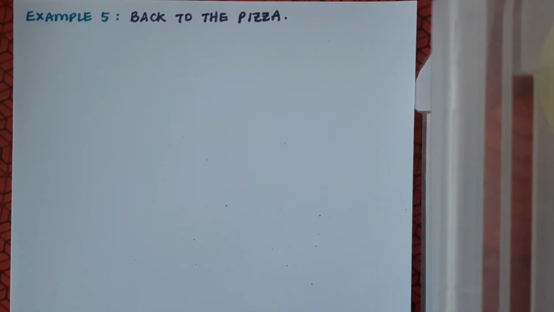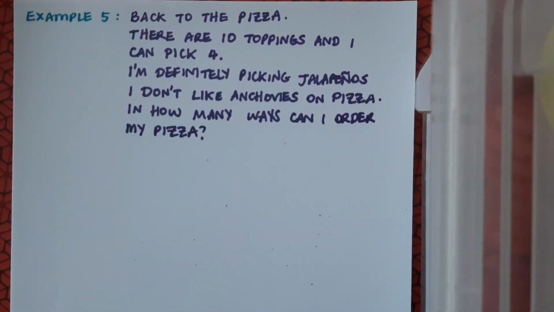Sometimes there are choices that I don't want to make. So let's go back to our pizza. There are 10 toppings and I can pick 4. I'm definitely picking jalapenos. I don't like anchovies on my pizza. In how many ways can I order my pizza?